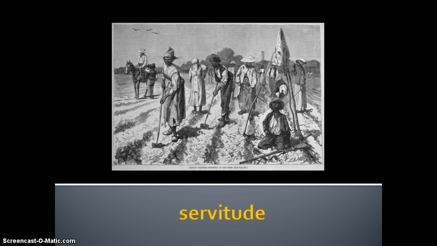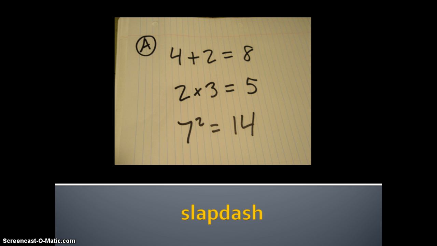Servitude is next, and it's a noun. First syllable is accented. It is slavery or forced labor. So I found this picture. It looks like a drawing, actually, of a plantation during the time of slavery in this country. And that would be an example of servitude. You have the word serve in there, so probably not that hard to remember. The synonym for this one is bondage. Antonym, liberty.